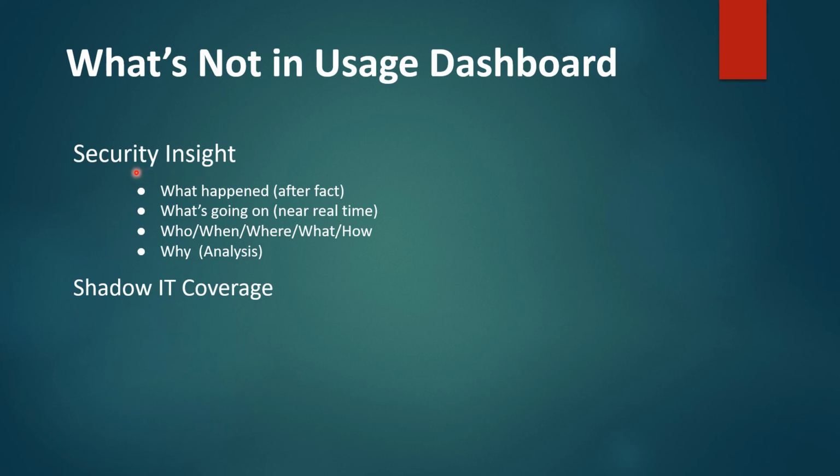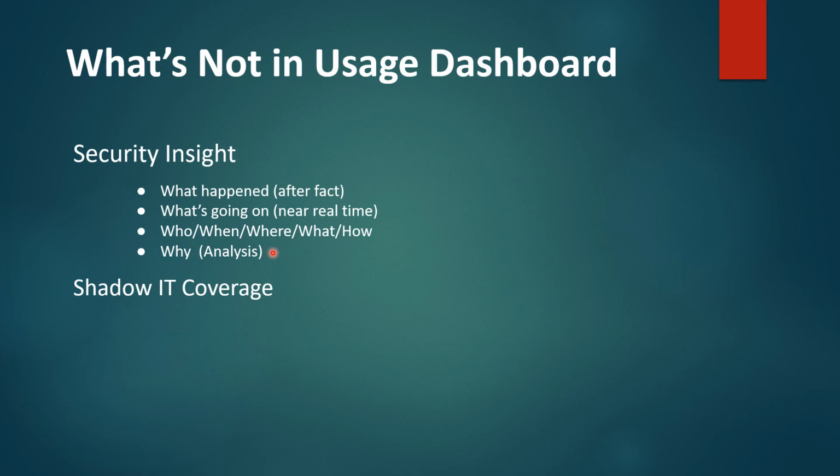So basically, the insight we want is what happened, what activities users conducted. That's the after effect or the history activity data, and what's going on if you have a real-time monitor in place. Those insights would be able to answer the questions of who accessed what, at what time, from where, and how much. And if you have some intelligence in the analysis, you will be able to tell why the user conducted such activity, why this event or even incident took place.